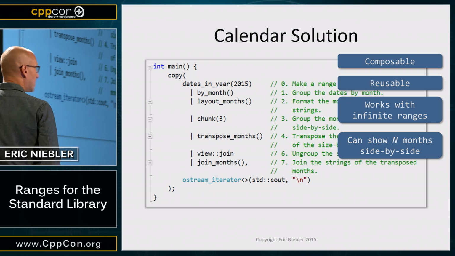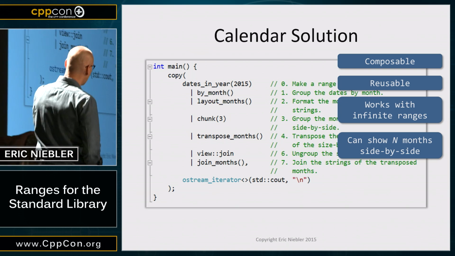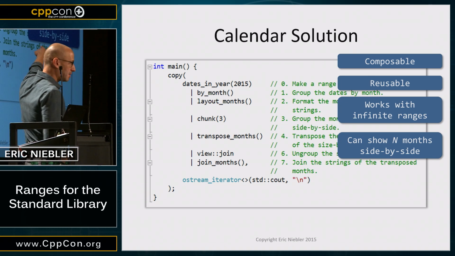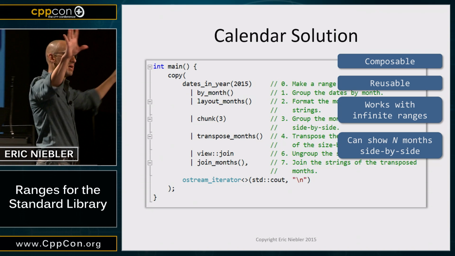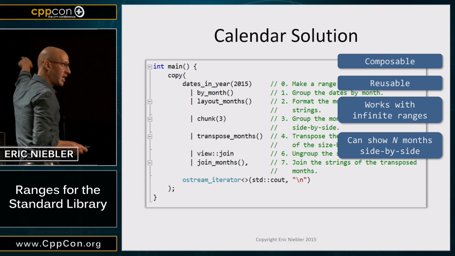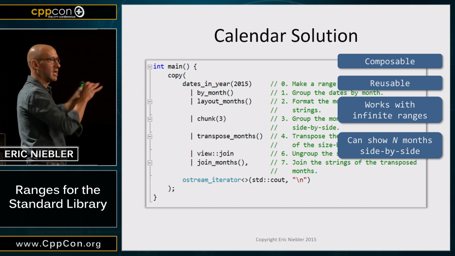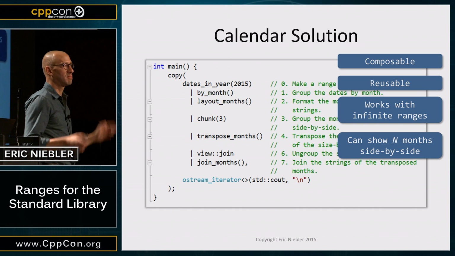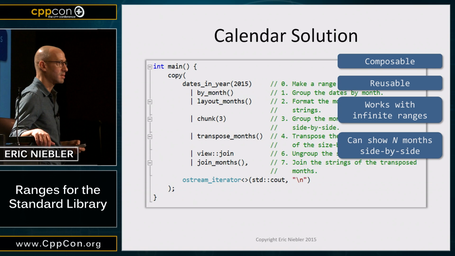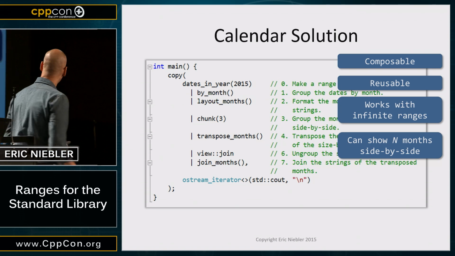It just spews formatted months endlessly. Also, this is the only place in the entire program that 3 appears, right? In this one place for showing 3 months side by side. If I change that in that one place to 4, I get 4 months side by side. I could make that a command line parameter if I want. I got that for free.